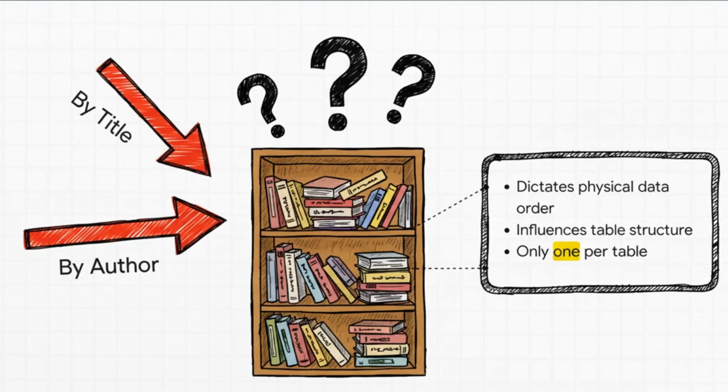So here's the key takeaway. Because the clustered index is the physical layout of your data, a table can only have one of them. It just makes sense, right? You can't physically sort your library's books by author and by publication date at the exact same time. You have to pick one primary way to organize everything, and that's your clustered index.